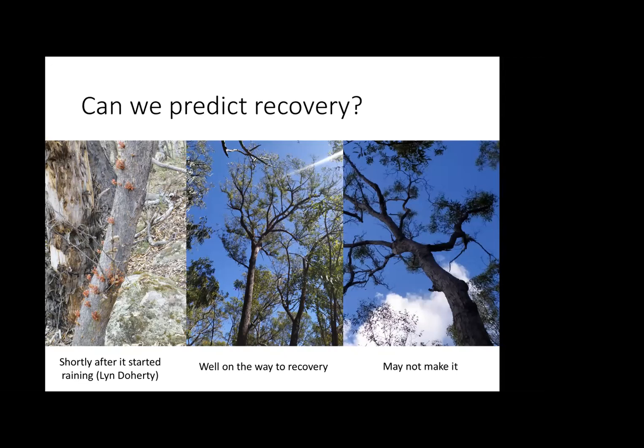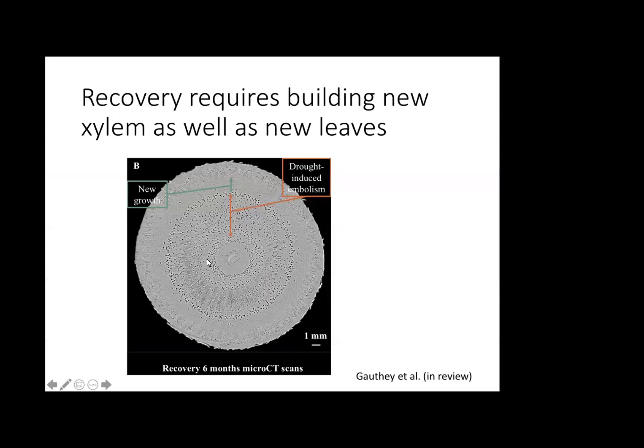Just because a tree is resprouting doesn't mean it's going to survive. So this is an example of one that started to resprout, but it doesn't look like it's going to make it. It doesn't look like it has the reserves to be able to rebuild its canopy and its xylem after that drought stress that it's been through. And so this process of recovery is a really intriguing one, and I think one that we really need to focus on being able to quantify and to model.